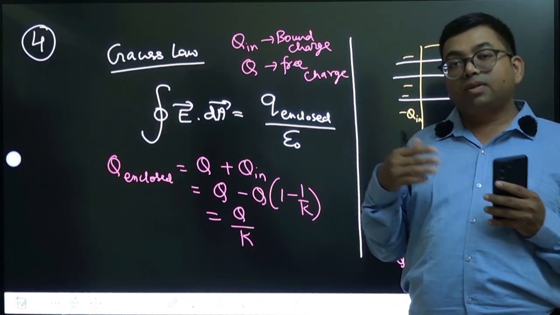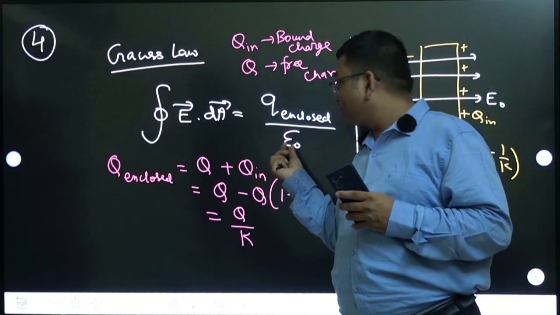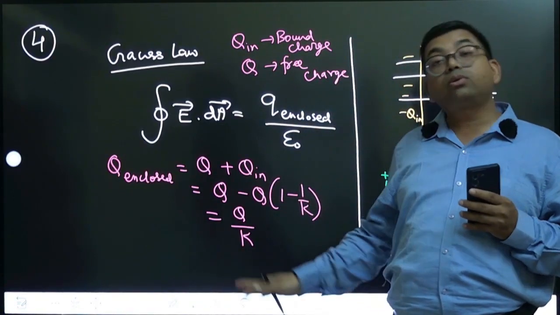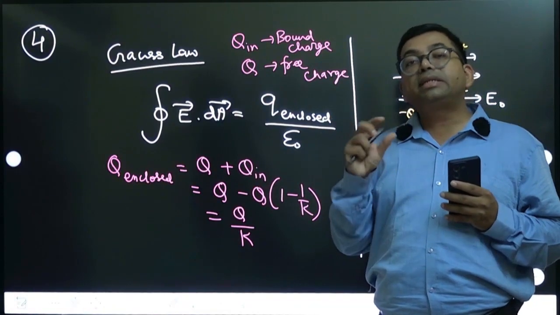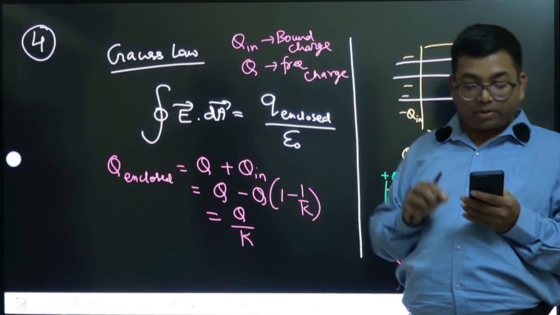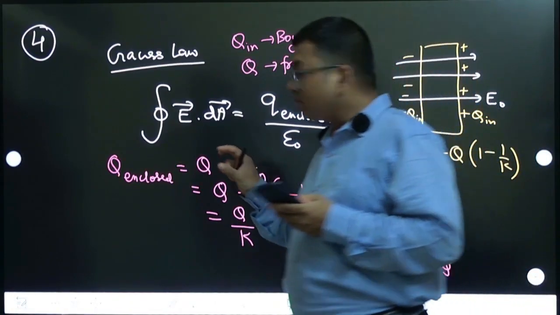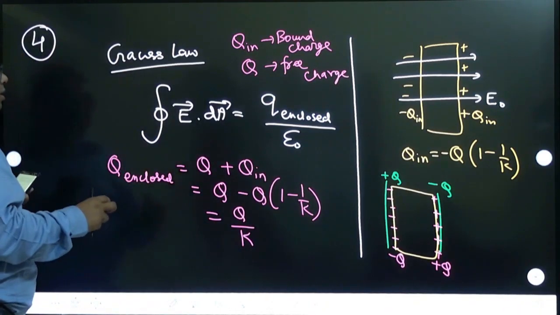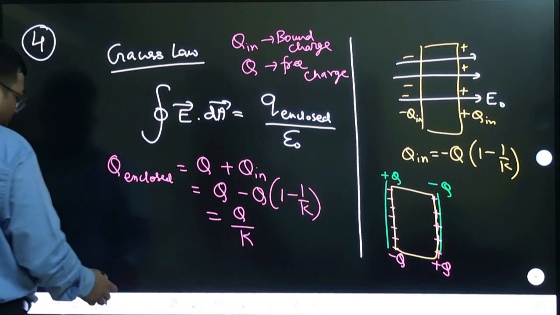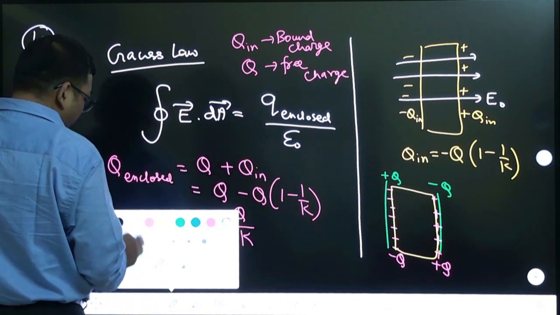But some people say that this epsilon naught becomes k times epsilon, although the effect is the same. But we do not say that Gauss law is changing in a different medium, right? This is one point to note. So when you write this, this concept can be written in a different way also.